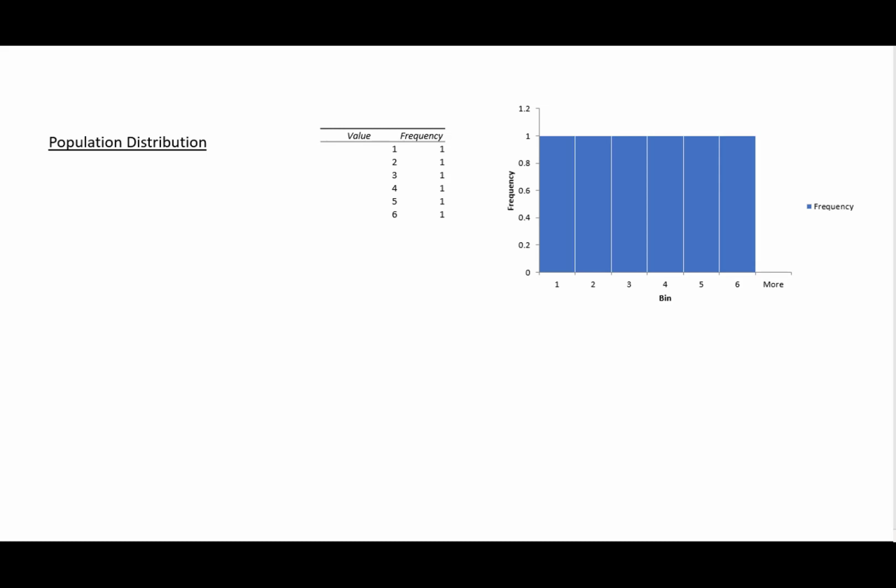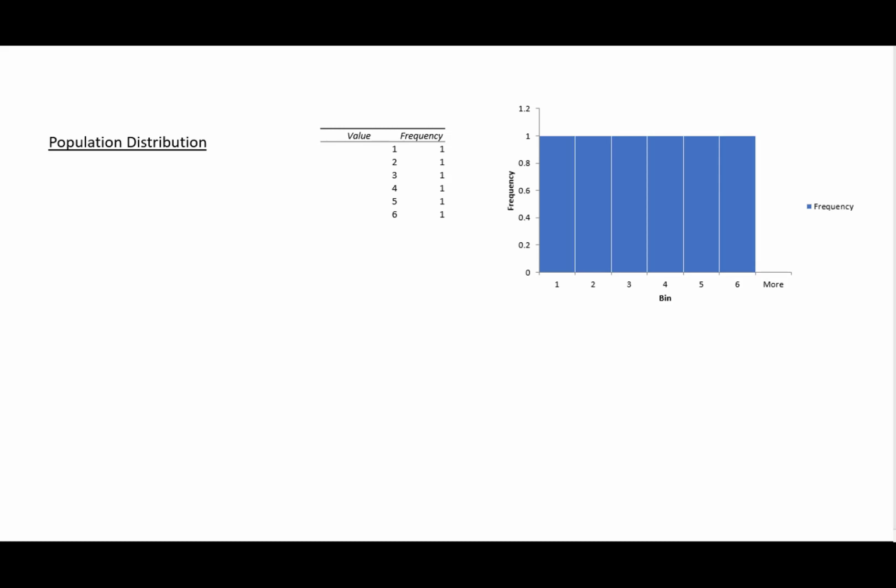And to the right of that, you see a histogram. And the histogram in this case is showing what's called a uniform distribution. We've seen normal distributions, we've seen skewed distributions. This is an example of a uniform distribution. If you take a look at it, it very clearly represents what we're seeing in the frequency table.